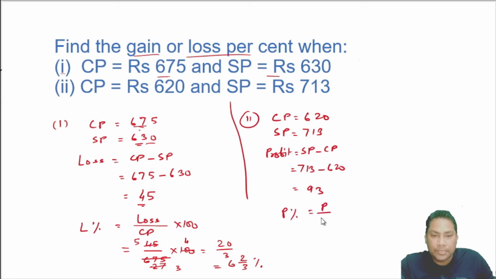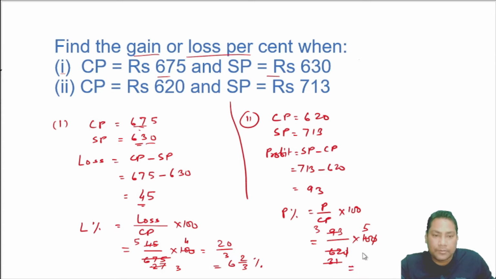profit divided by cost price into 100. Profit of 93 rupees, cost price is 620 rupees multiplied by 100. 0 and 0 cancel. 5 twos are 10, 31 twos are 62, 31 threes are 93.